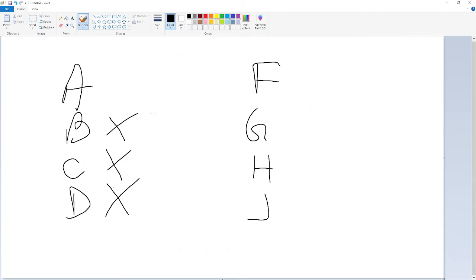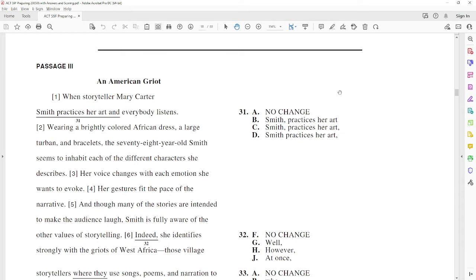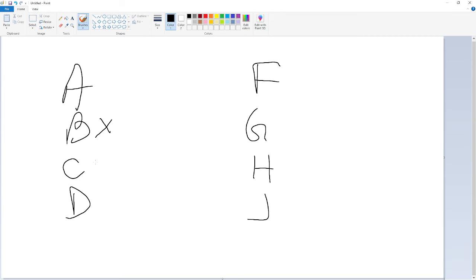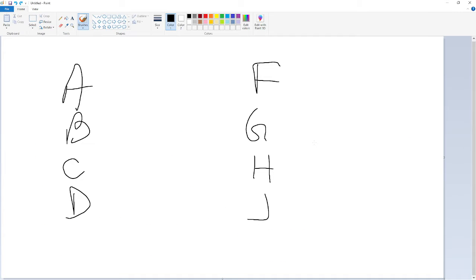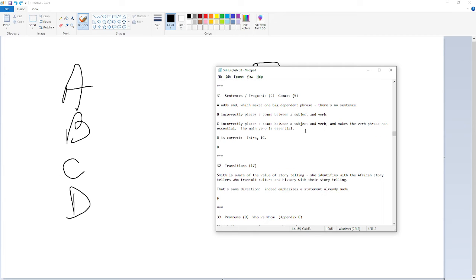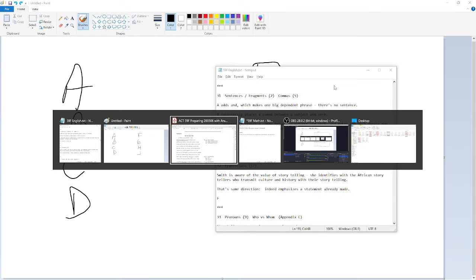B is out because that is a comma between a subject and verb, or noun and verb. "Smith, practices her art" has the extra comma after Smith. We don't need that comma. D, "Smith practices her art," comma. That matches my anticipation. C was out and D works. So the answer is D for 31. And I would imagine that 31 has to do with sentences and fragments, chapter 2, and commas, chapter 5.